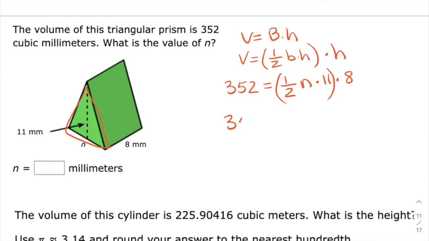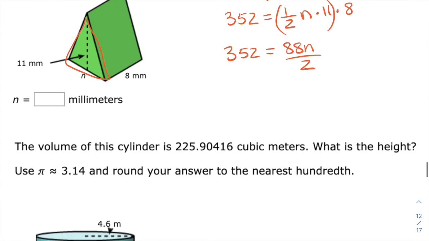So we get 352 equals 8 times 11 is 88. So it's 88n over 2. I'm just cleaning it all up. I'm doing 1 times n times 11 times 8. And 1 times 11 times 8 is 88. N is in a numerator as well. 2 is the only thing in a denominator. So this gets me 352 equals 44n. And all I have to do now is divide both sides by 44.